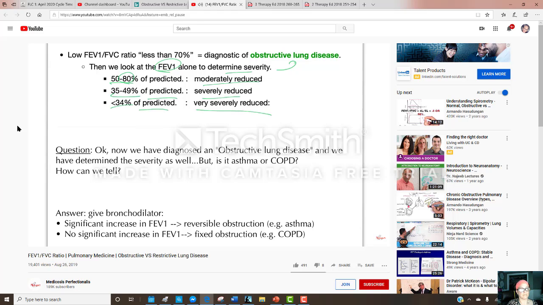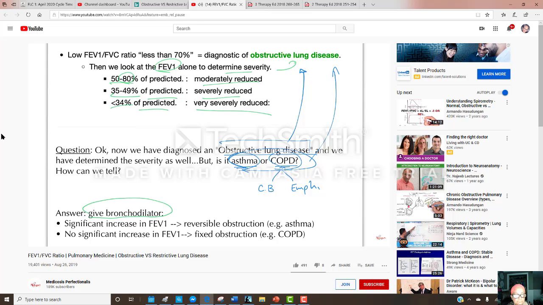Now there's a question. Okay, now you have diagnosed an obstructive lung disease based on the low FEV1 to FVC ratio. But is it asthma or is it COPD? And by the way, COPD includes two diseases, chronic bronchitis as well as emphysema. Okay, it could be asthma, it could be COPD. All of these guys are obstructive lung disease. How can you tell the difference? And the answer is give bronchodilator.